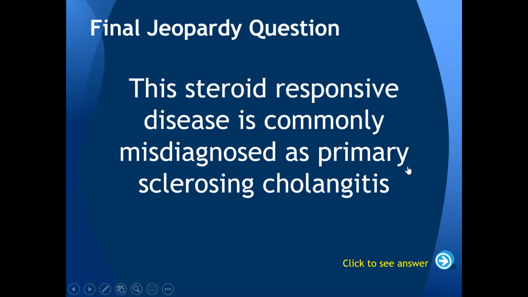So, okay, sorry. So you got a presentation of an MRCP with beading of the biliary, the common bile duct. And what's on your differential for that? Okay, sorry, I should have explained that better. So you get a person with an MRCP that shows beading of that common bile duct, but it's not PSC. It's steroid responsive disease, so you should probably figure out that that could be what it is.